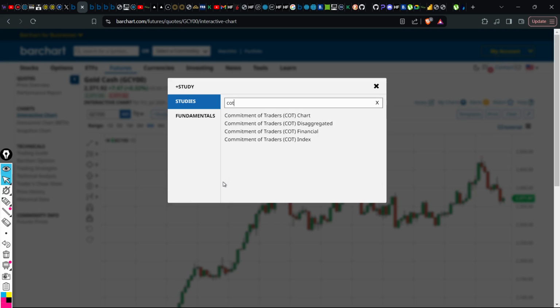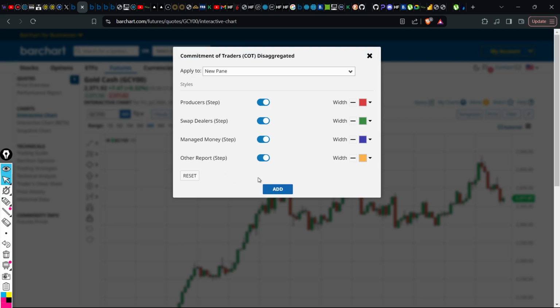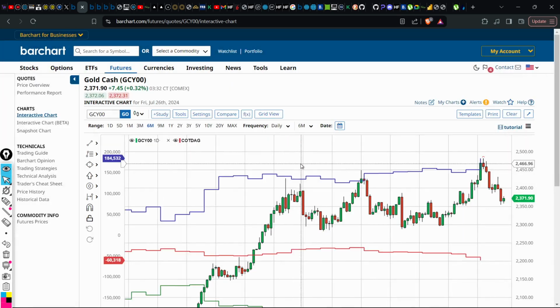All right, so first, before we go to the CoT index, let's look at the CoT disaggregated, because like we have seen, that's where the money is. Other reportables, no, we don't want to look at that, because we've seen these are insignificant numbers. There are the producers, swap dealers, manage money. Remember, the highest number of positions are with the swap dealers. So keep that in mind. Now I don't want to add this to a new pane. I want to add this to the main window. Add.